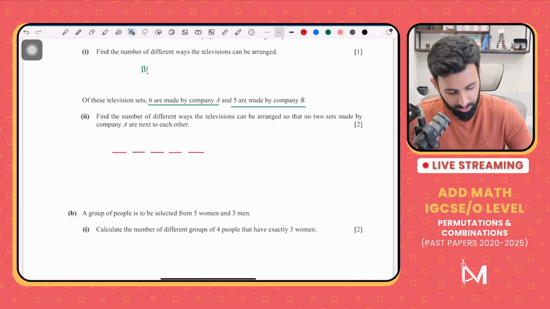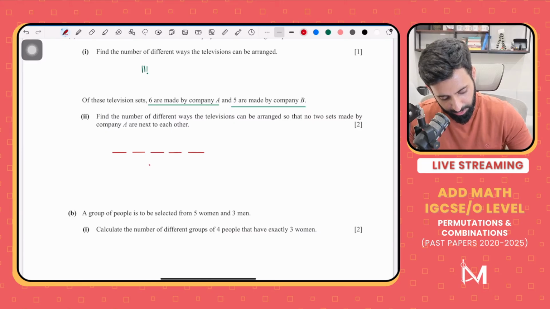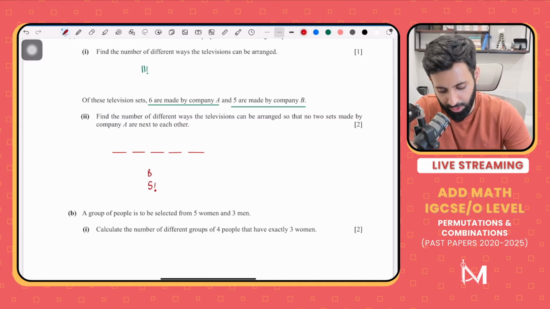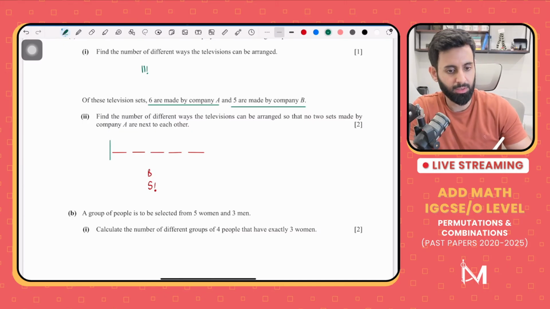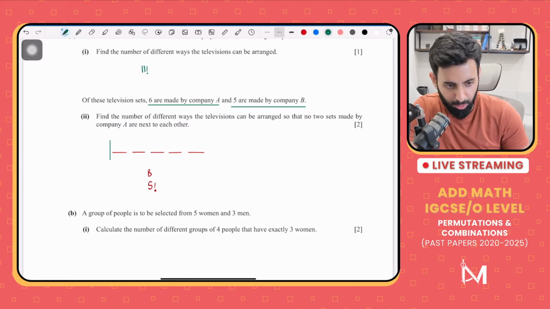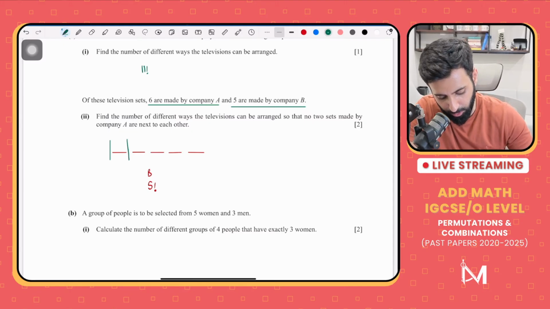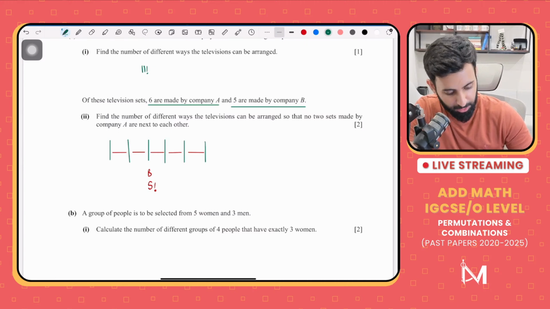So these are all B's, and they can shuffle amongst themselves. So that would be 5 factorial. This is basically for the television sets made by company B. Now, as far as A is concerned, whenever we're placing A, we'll have to make sure that we place them in between the television sets made by company B. So how many options do we have? We have 1, 2, 3, 4, 5, 6. So that means we have 6 options.